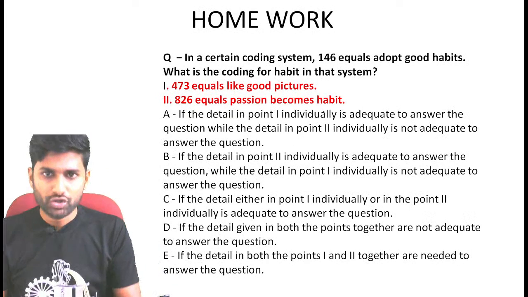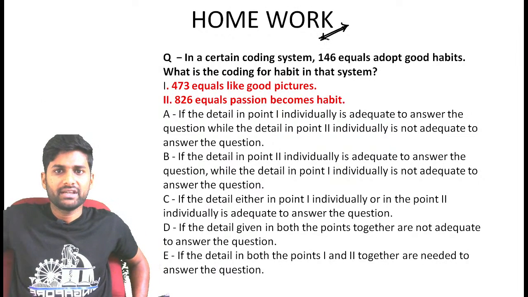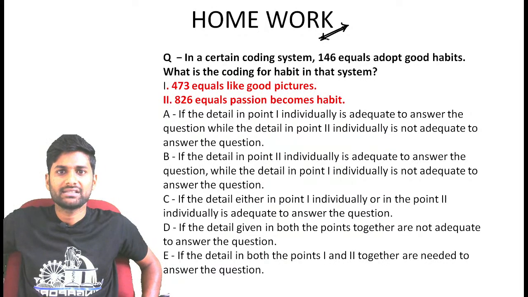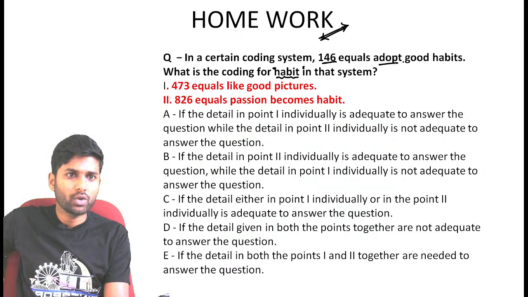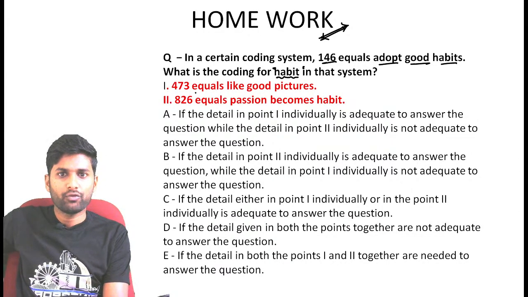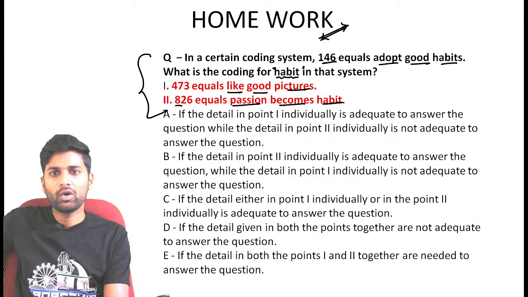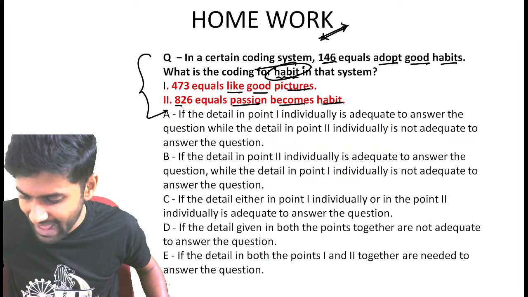And this is a homework question for you guys. Just go through that question. I'm reading it here. In a certain code language, 146 equals adapt good habits. Then what is the code for habit in that system? 146 equals adapt good habits. Then 473 equals like goods picture. Each number can code one word, guys. 8 to 6 can represent passion become habit. So by comparing all these statements, which statement is required to get the code for habit?